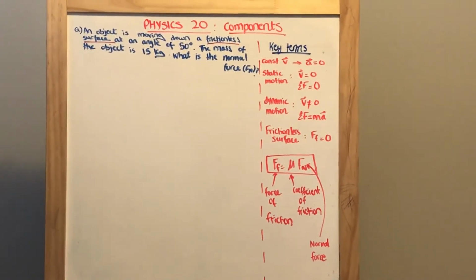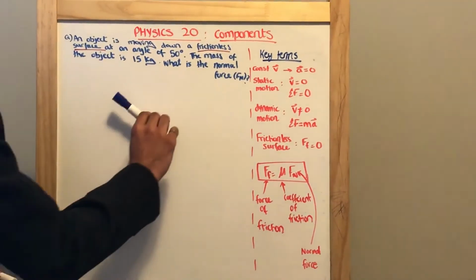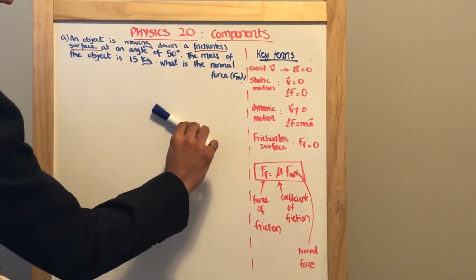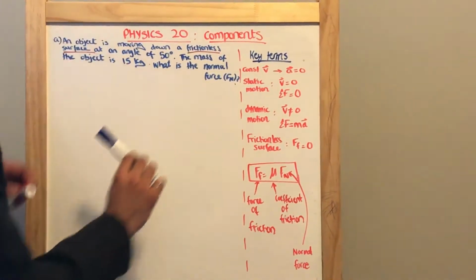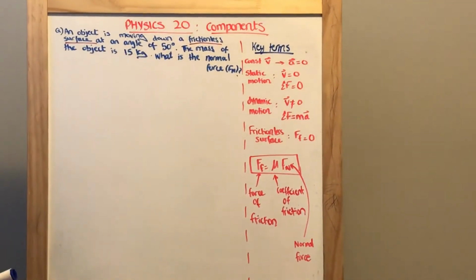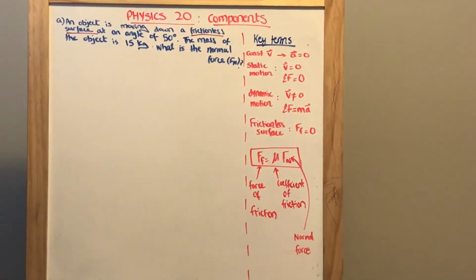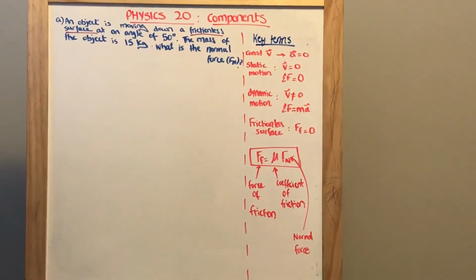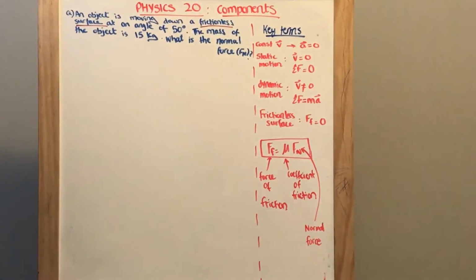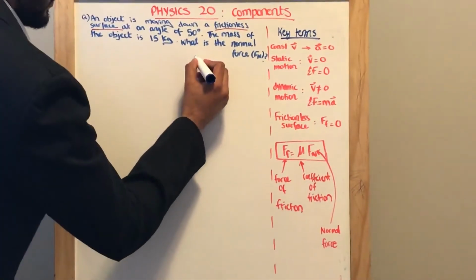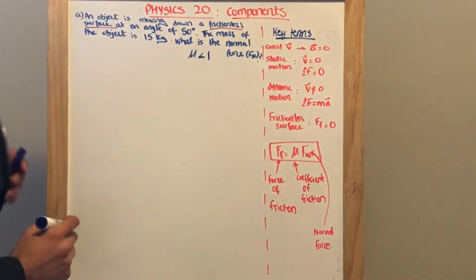In terms of friction, that is the force that opposes motion. So let's just say that I have an object, it's moving in this direction, my force of friction is going to oppose that, so it's going to be moving in the other direction. The formula for force of friction is mu multiplied by the normal force. Mu is the coefficient of friction and it's always less than 1.